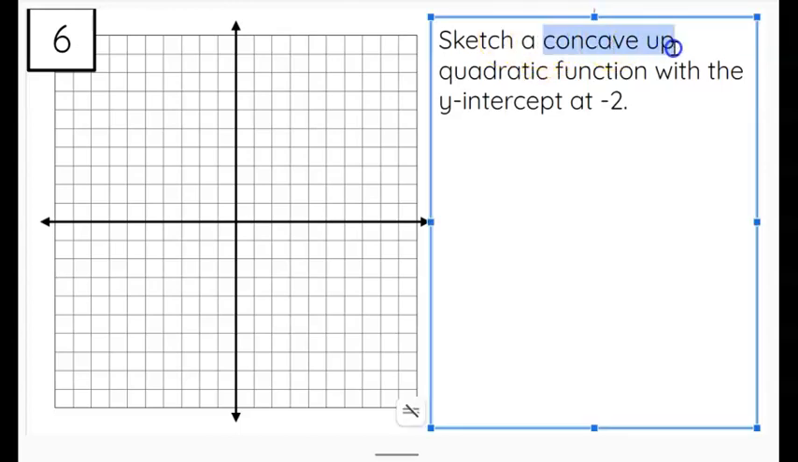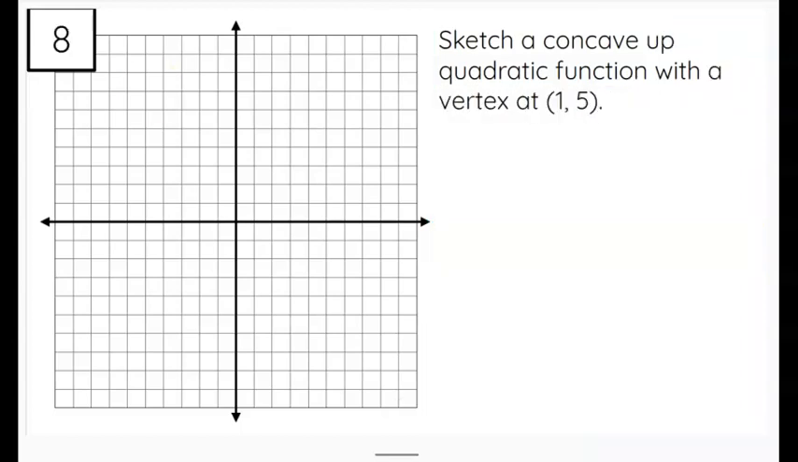So sketch a concave up quadratic function with a y-intercept at -2. So you'd want to put a point where that y-intercept would be, and then just give a rough sketch of a concave up quadratic function that goes through that point. And then you can answer 7 and 8 in the same way.